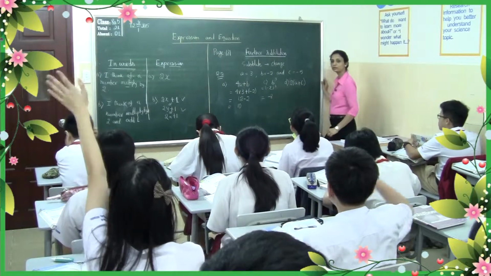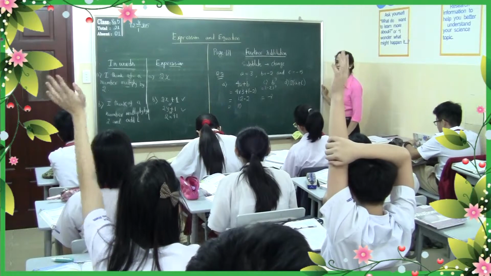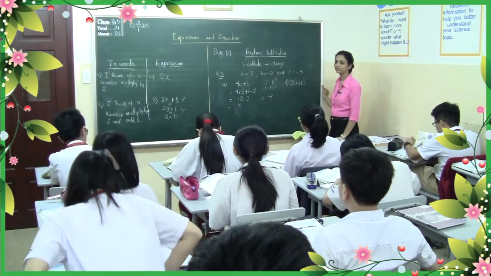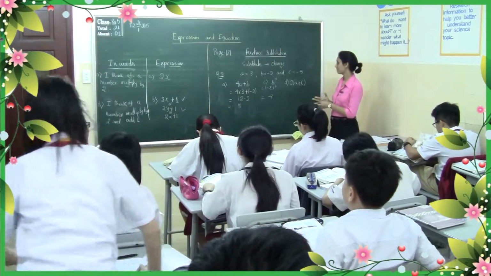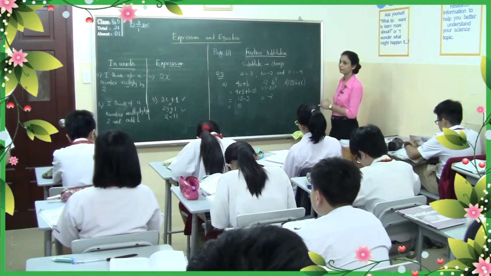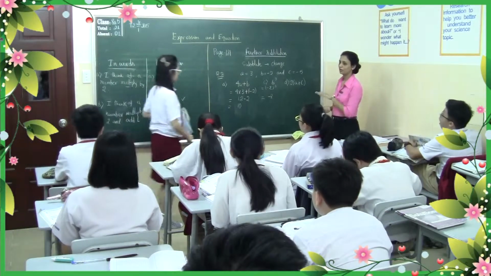Question D. Who is going to do it for me? Yes, please come. The value given is a is 3 and c is minus 5. Substitute the values and find the answer.